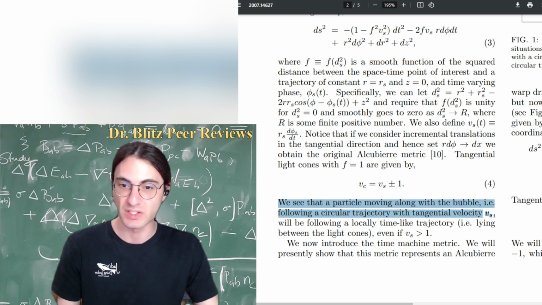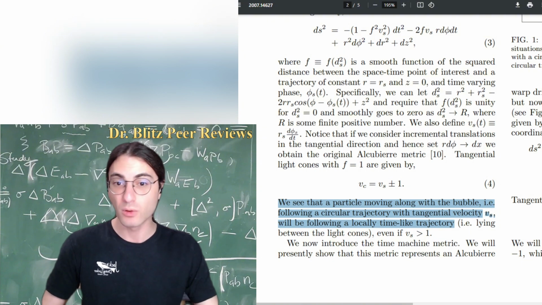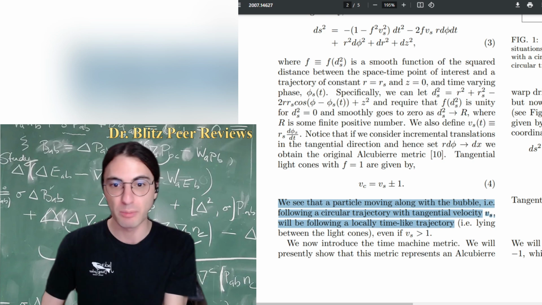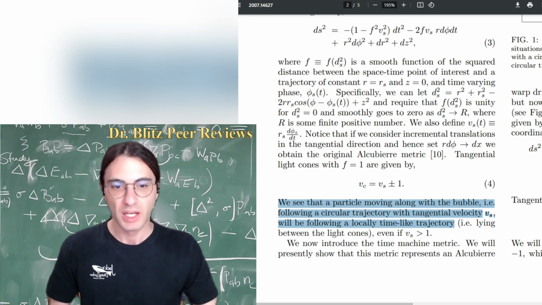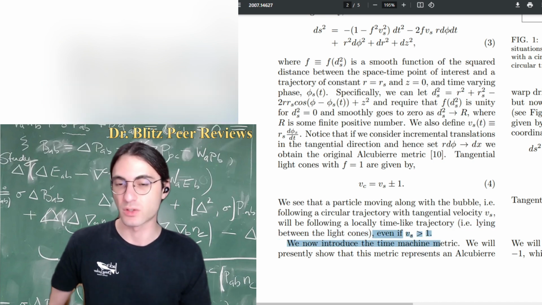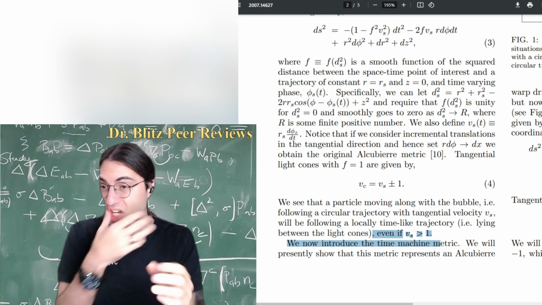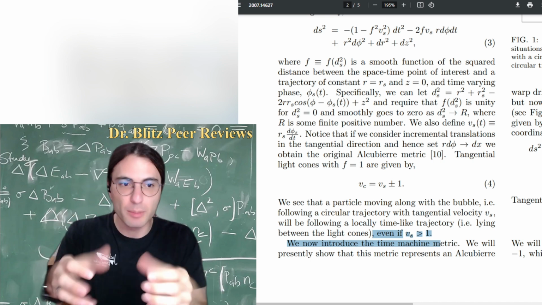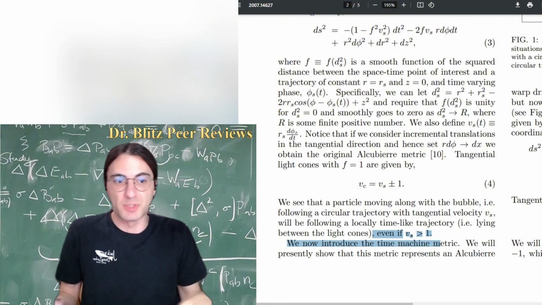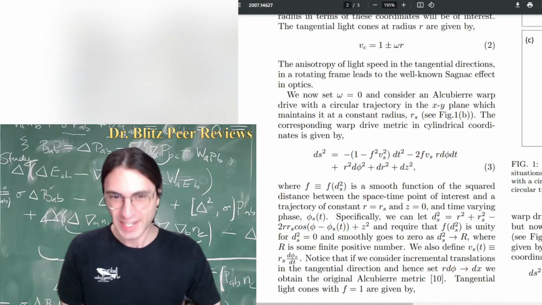In particular, they say that a particle moving along with the bubble, following a circular trajectory with tangential velocity v sub s, will be following a locally time-like trajectory. So something moving at v sub s will not be moving faster than the speed of light, because it lies between the light cones, even if v sub s is greater than 1. Even if relative to the stationary spacetime v sub s is faster than light, relative to the spacetime within the bubble you're moving slower than light. So it's perfectly allowed for an object to exist in there.